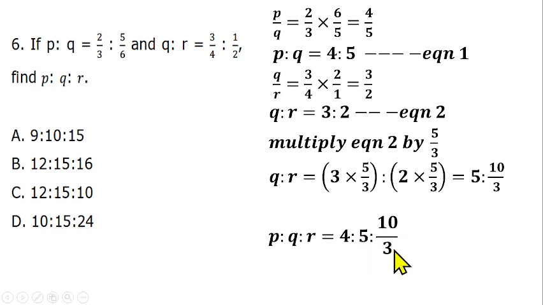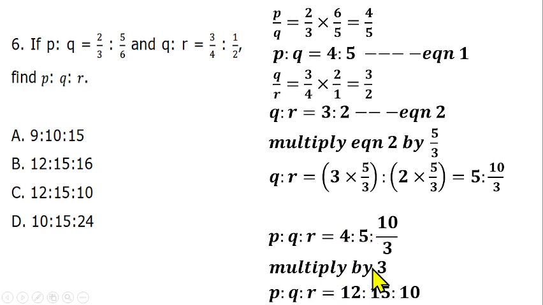So we cannot leave it like this. You need to clear this 3, so we can multiply through by 3. That should give us 12 to 15 to 10. So that means I think option C is the correct option for question number 6.